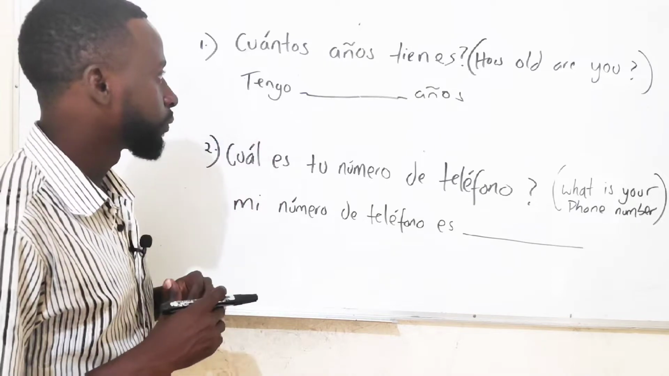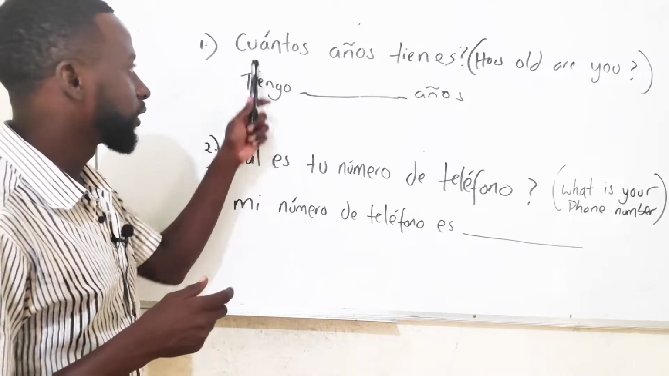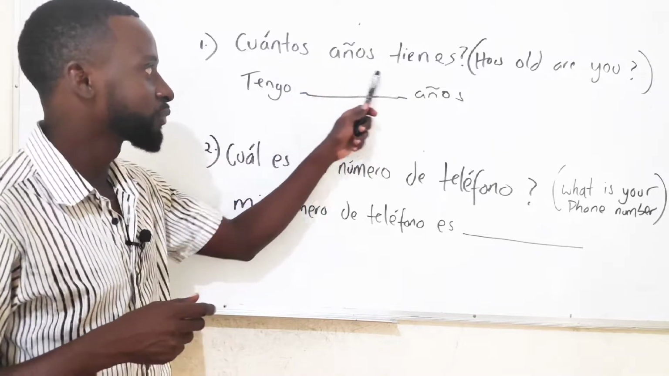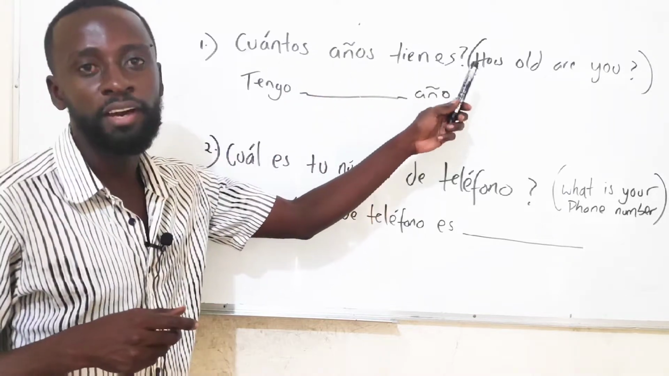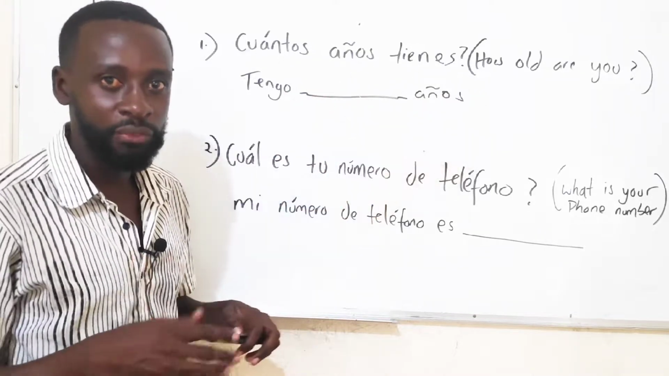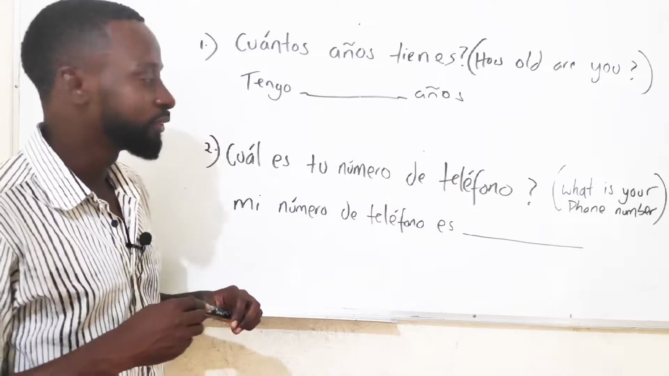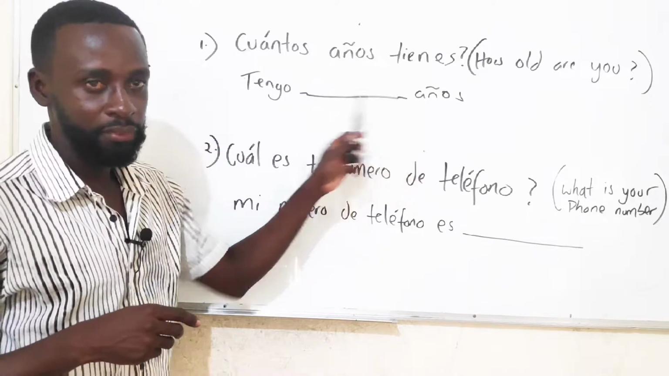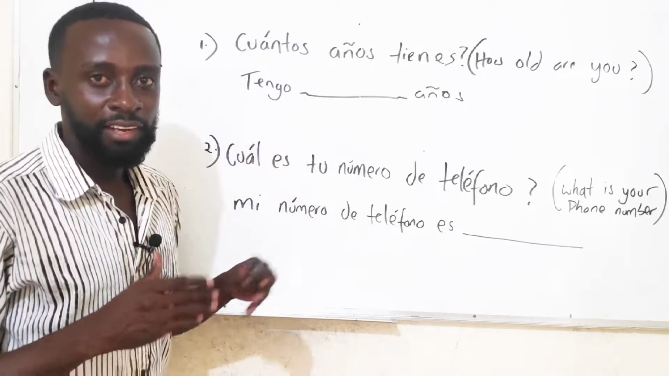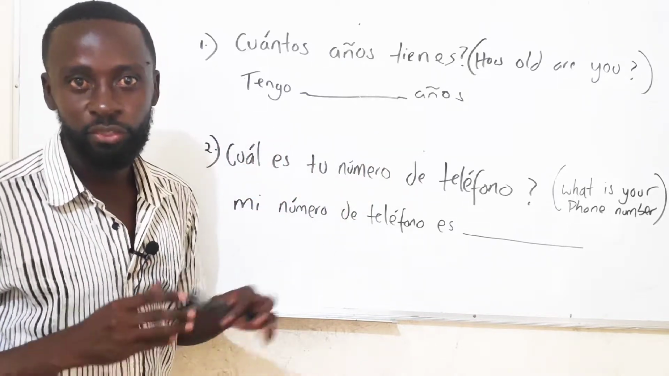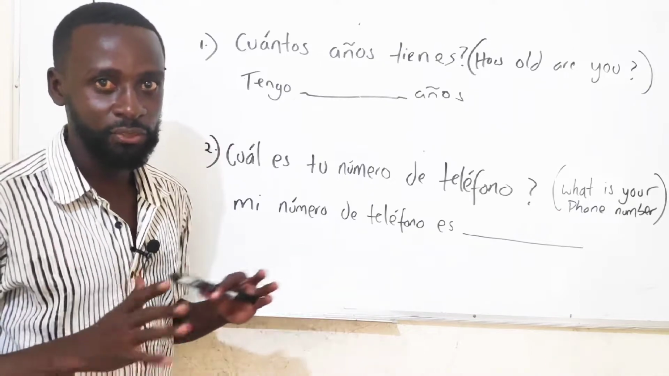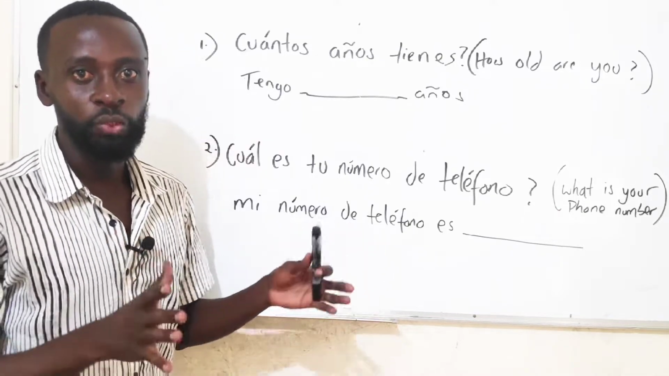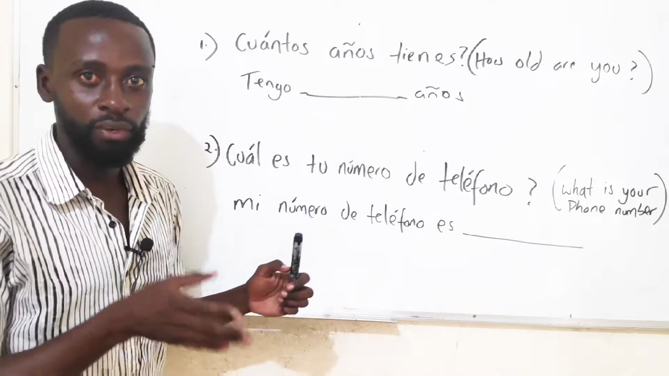Let's read question number one. ¿Cuántos años tienes? It means, how old are you? So in order to answer, you say, tengo, then the number, then años. Tengo is I have. In Spanish, we use the verb to have to tell age. Know the difference. In English, it's just to be, but in Spanish, it's the verb to have, which is called tener. So yo tengo, I have.